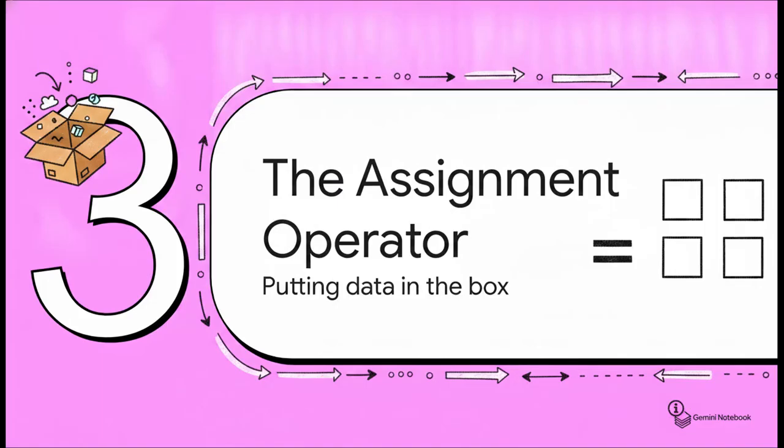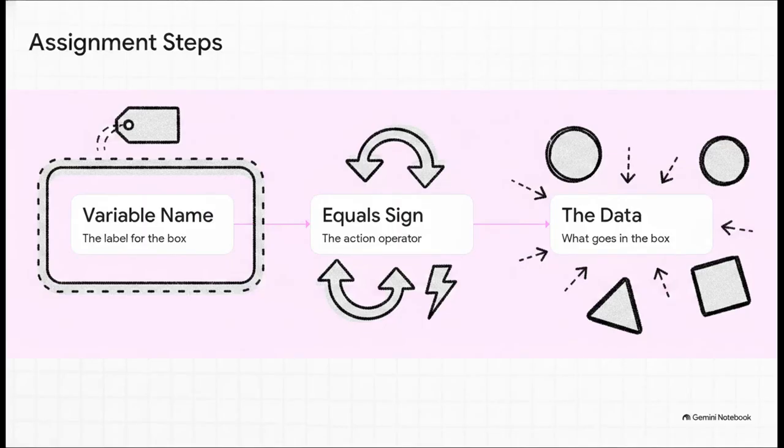Moving on to section 3, the assignment operator, or in plain English, putting data in the box. Okay, we know what a variable is, but how do we actually put our data into this digital box using Python? We use something called an assignment statement, and it breaks down into 3 really easy steps. Step 1 is the variable name. That's the label on the box. Step 2 is the equal sign. This is the action, the assignment operator that basically says, hey, take what's on the right and shove it in the box on the left. And step 3 is the data itself, the actual information going into the box.